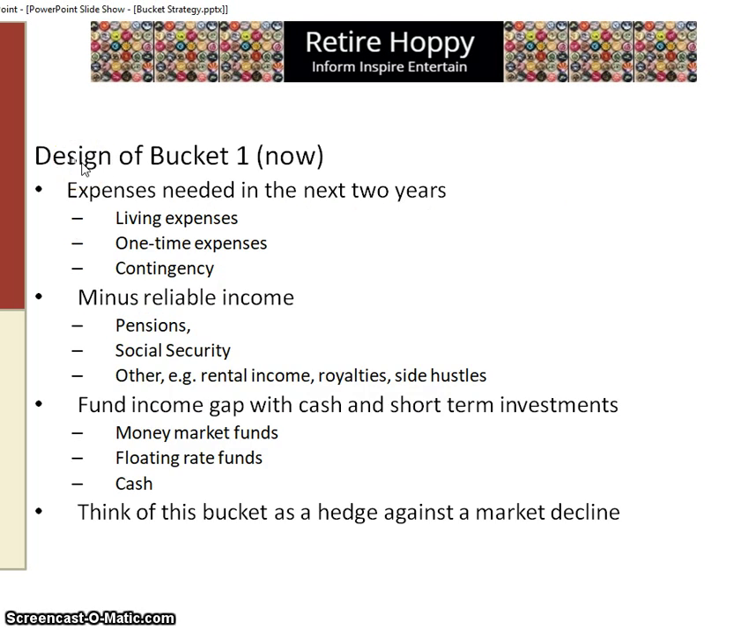So here's what the design of bucket one looks like. And that again is money you need now. And for this example, we're saying it's money that you need in the next 2 years, meaning living expenses, one-time expenses. I always like to factor in some additional contingency. Now you can exclude or subtract out of that reliable income streams such as pensions, Social Security, or other income such as rental income. Now you fund the income gap with cash and short-term investments such as money market funds, floating rate funds, and of course cash. Now you can think of bucket one as a hedge against a market decline or sell-off.